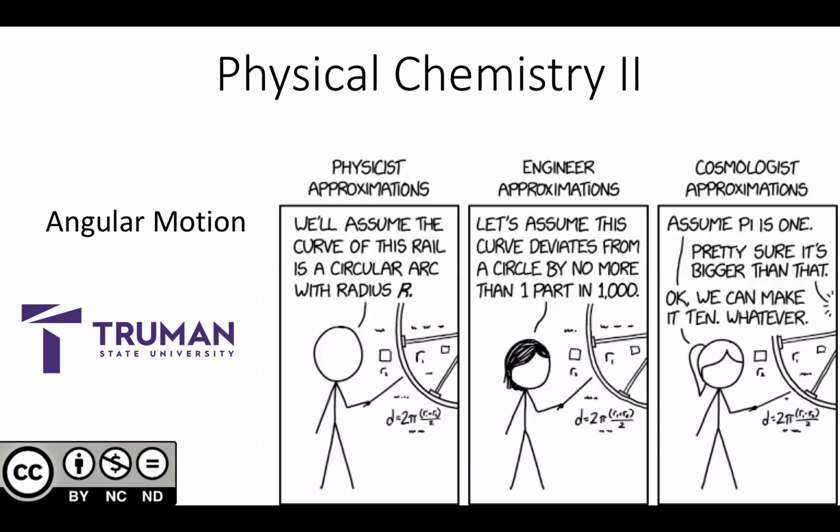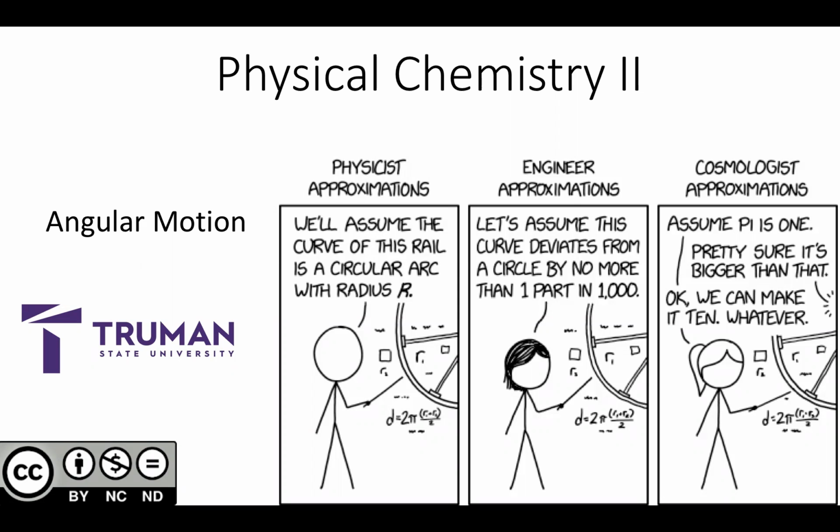So far this semester, we've been dealing with objects that more or less go back and forth in a straight line, like a particle in a box. But it turns out straight lines aren't the only possible motion that we can have. It also turns out things can move in arcs.